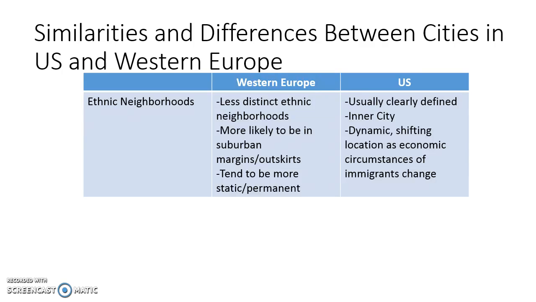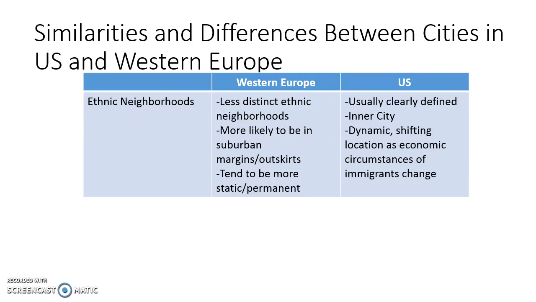In the United States, these ethnic neighborhoods tend to be very clearly defined. They're typically around the inner cities, and within the inner cities, the low-income areas, different ethnicities tend to cluster together. This oftentimes is because of clustering. It's also because of chain migration. And in the United States, this pattern is much more significant in that socioeconomic status is a defining factor.